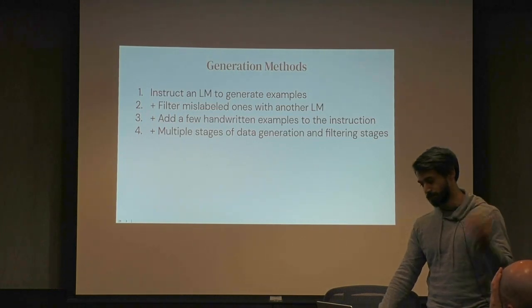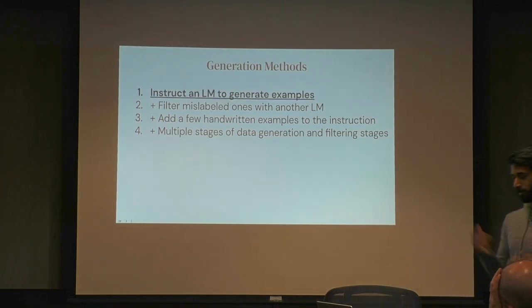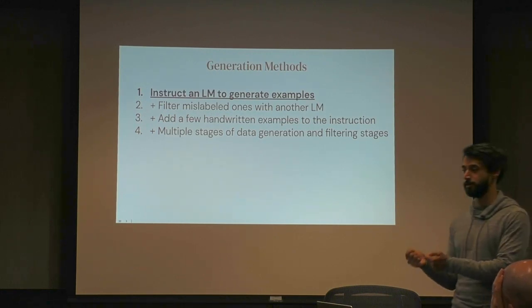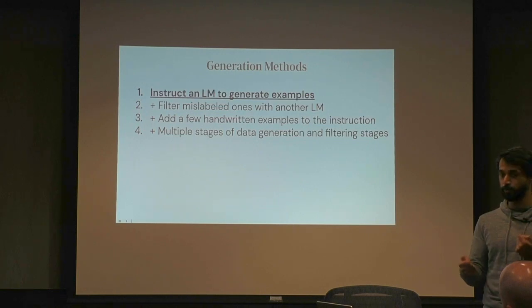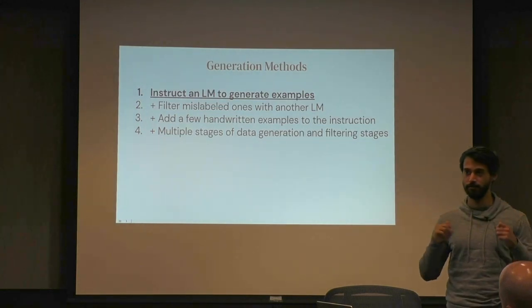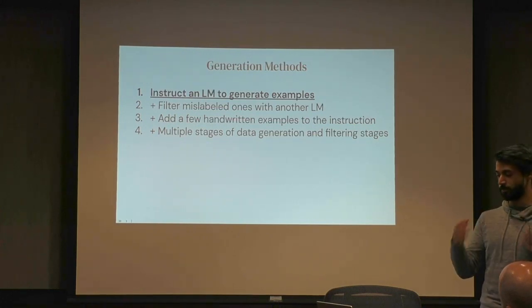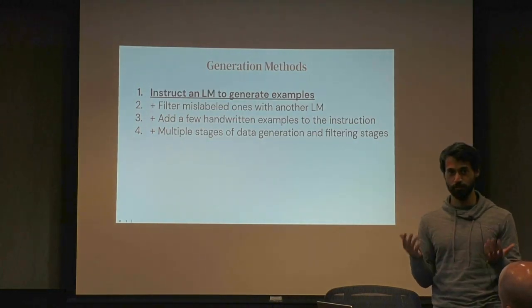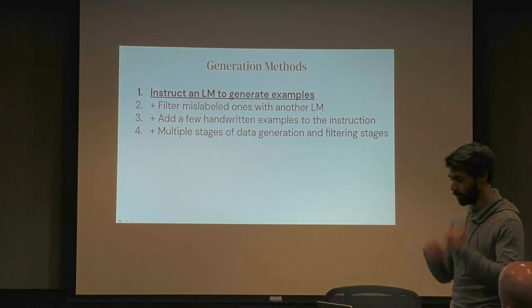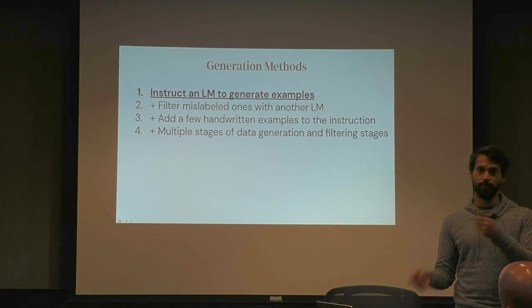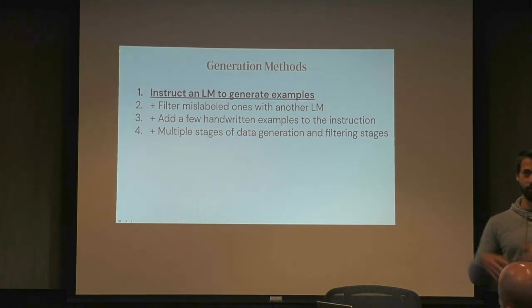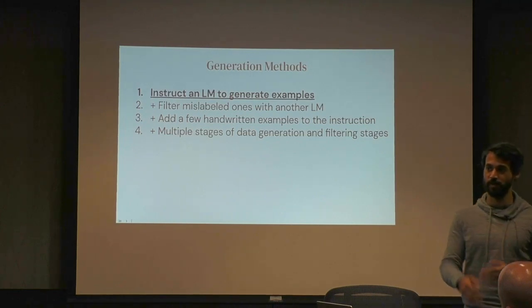And there are other tricks you can do beyond that, which I'll go into later. You could filter mislabeled ones with another language model, so you could check, is this label correct given the prompt I was given? If not, you throw the example away. You could add a few handwritten examples to the instructions to do few-shot instruction prompting, where you give a few examples to guide the model towards what you want. That improves results more. And you could also do multiple stages of data generation and filtering. You could generate some part of the input, filter out bad examples, and then generate another part of the input, or modify the earlier example, things like that.